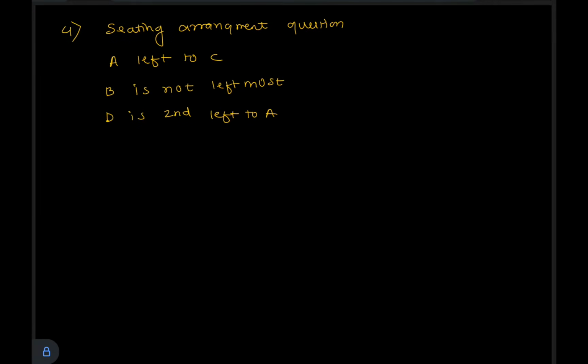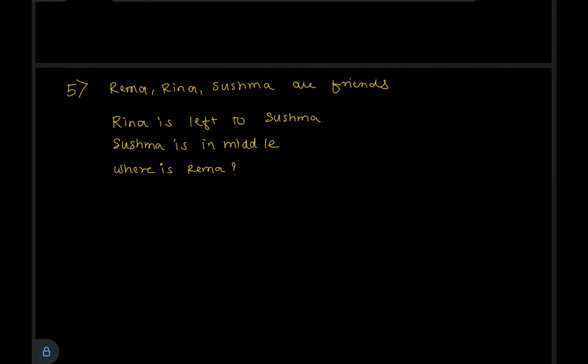Then there were sitting arrangement questions. Some of the questions were very similar, and some of the questions were a bit lengthy. It can take around 3 to 4 minutes easily. So this was a similar easy question. A is left of C, B is not the leftmost, and D is second left to A. So this is how D, and then you will get B. So some easy questions were there, so you just have to find the easy questions.